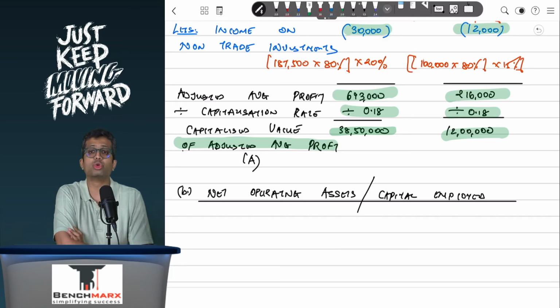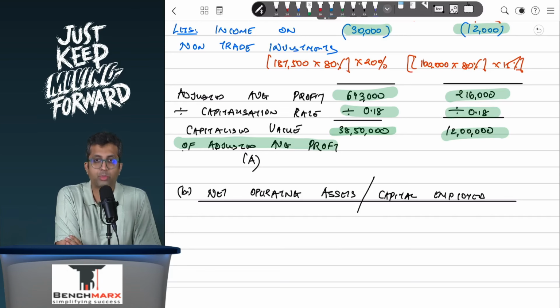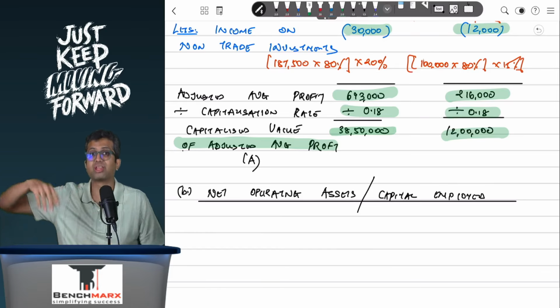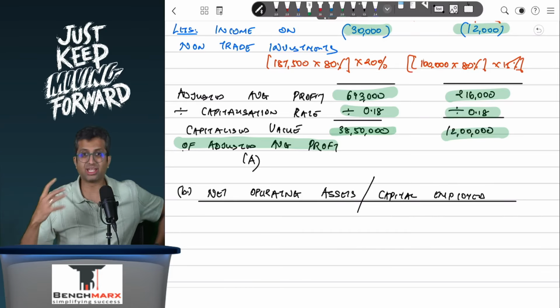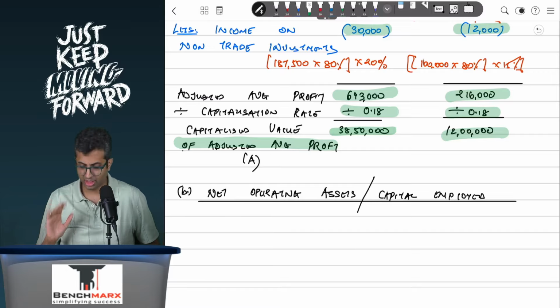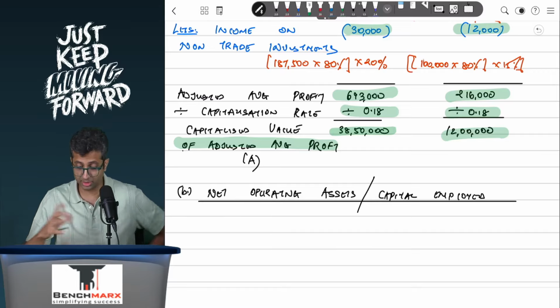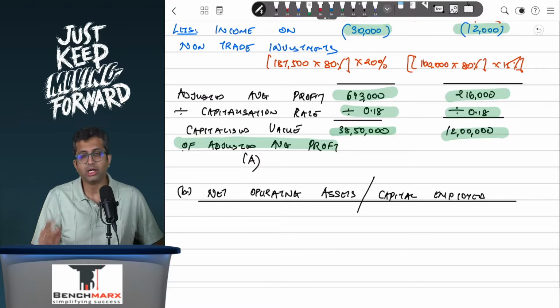Like you remember, you do super profit minus normal profit. Here you don't have data regarding normal profit and super profit separately, but you are saying that based on your actual profit, the total value of your entire operating company should be worth 38 lakh 50 or worth 12 lakhs as the case may be. Maybe this is for your entire profits.